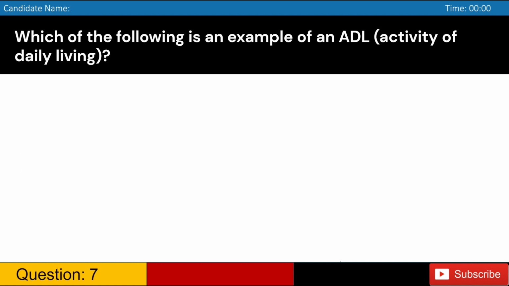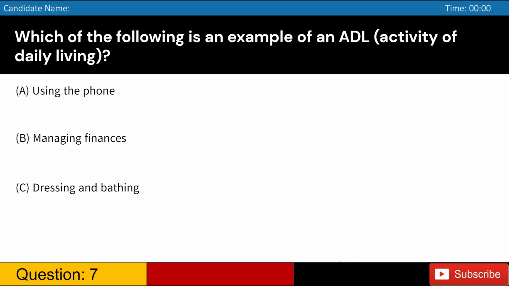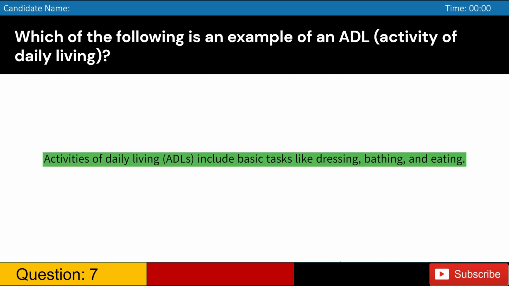Which of the following is an example of an ADL, activity of daily living? A. Using the phone. B. Managing finances. C. Dressing and bathing. D. Taking medication. Answer, C. Activities of daily living, ADLs, include basic tasks like dressing, bathing, and eating.